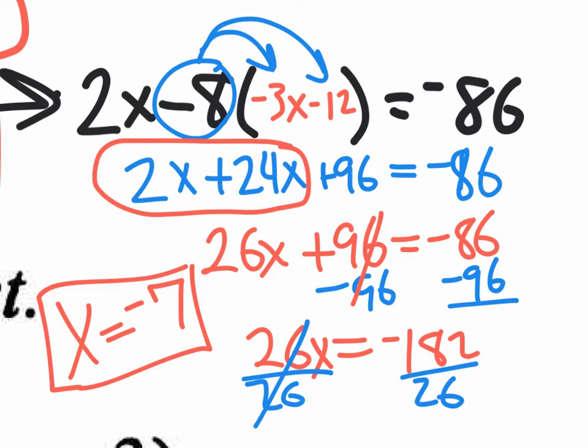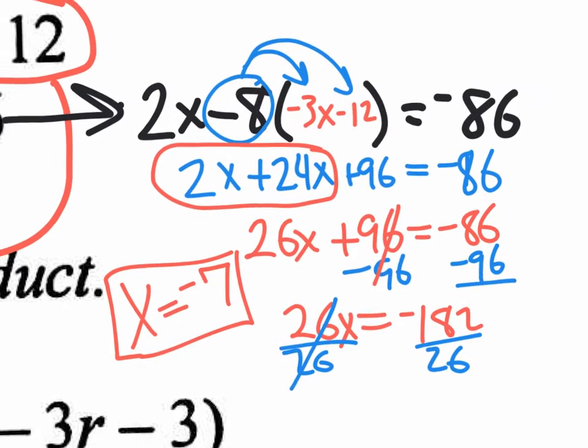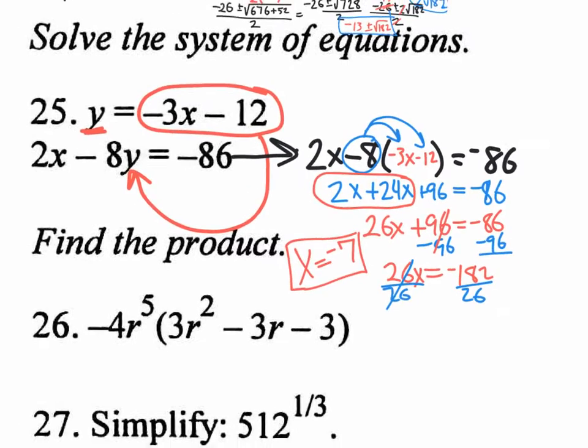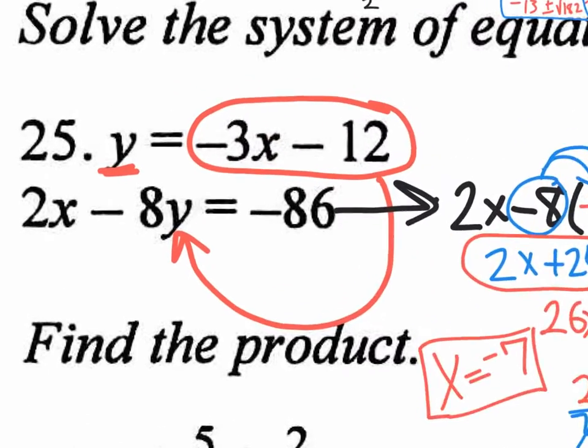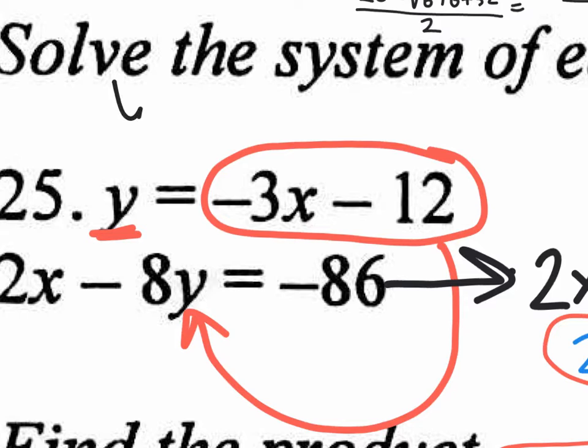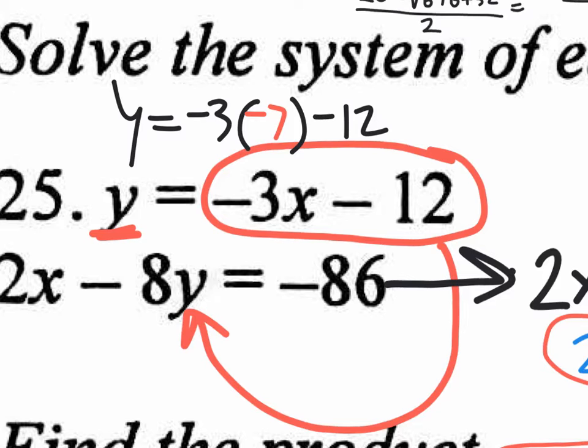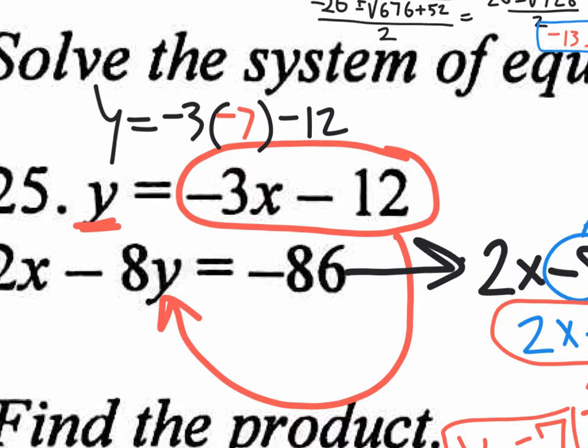-7. So we have one answer, but remember this was a system, so we need to take that answer and plug it back in to find the other value of y. So let's take the -7 for x and plug it right there. So let me plug in a -7 right there, and it's going to be y equals -3 times, like I said, plugging in a -7 right there and a -12 at the very end. Well, what's -3 times -7? That's positive 21. So I really have positive 21 take away 12, and that would give me a 9. So the y value is 9.